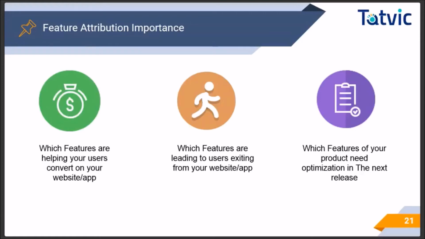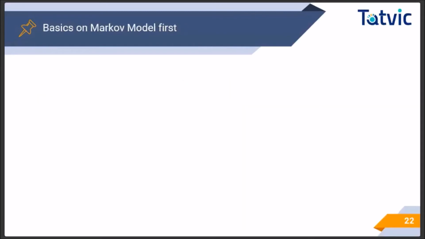I would suggest you carry out this feature attribution analysis at least every month, so that you are on terms with what your users actually want on their digital product versus what you have in mind for adding more and more features on your product, right?